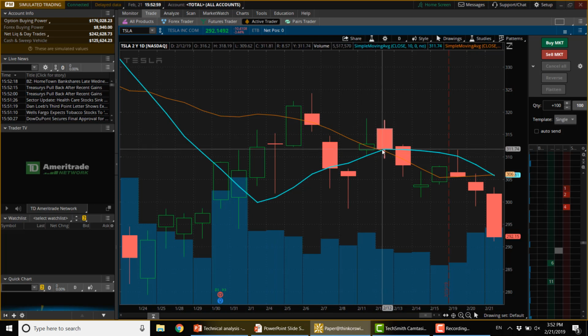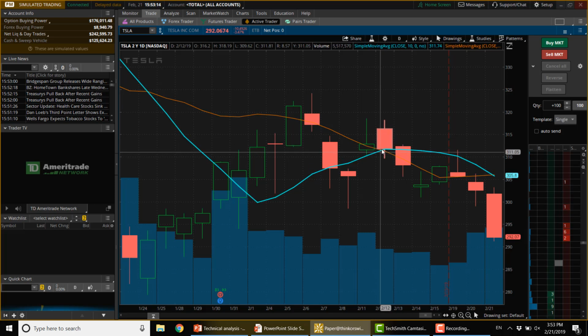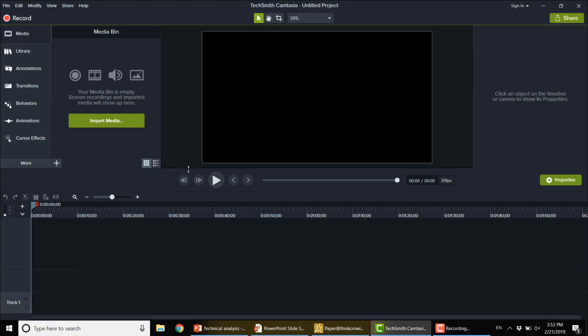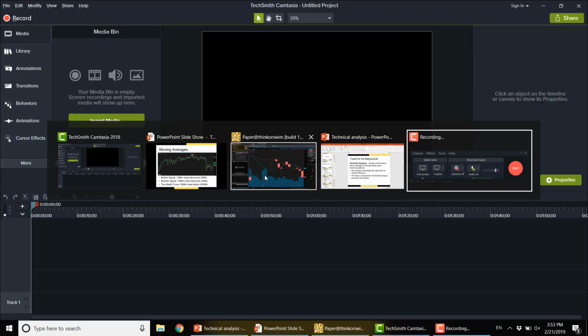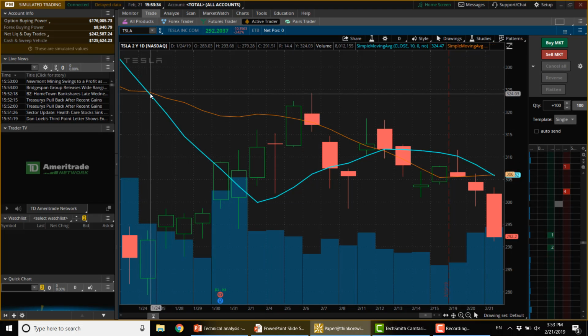So right here, where my cursor is, that would typically be a positive signal for a technical analyst. It indicates that the share price might be about to rise after this cross occurs. At the same time, a 10-day moving average crossing below the 20-day moving average typically indicates a bearish signal. So if I go back over here, right about here would be a very bearish signal.